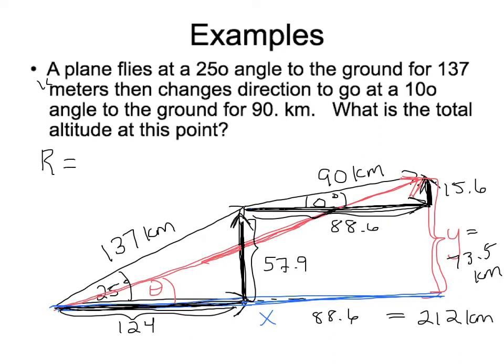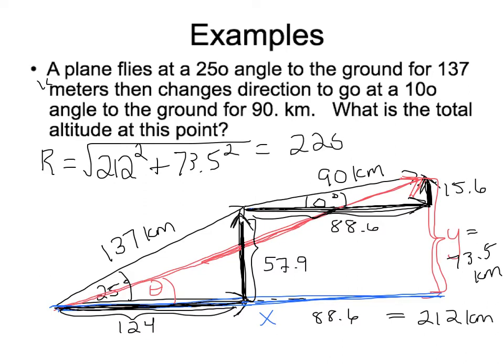Okay, so take a minute to understand where those came from in the picture, and realize now that the resultant is going to be the square root of 212 squared plus 73.5 squared. So the resultant vector here is going to be 225 kilometers. Now I didn't answer the question, the total altitude, but the total altitude is going to be 73.5 kilometers. That's how high up it is right now. But if I wanted to go through and do the resultant, I could do that and find that it's 225 kilometers.